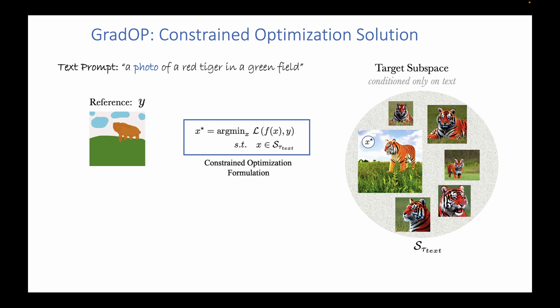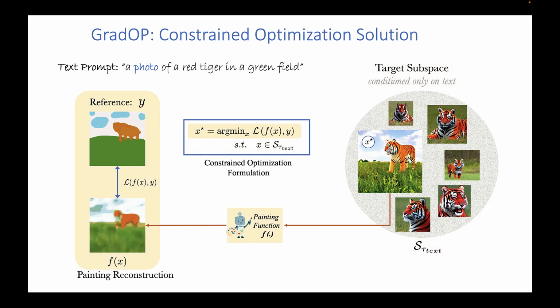First, we want to ensure that the output image lies in this target data subspace. This ensures that the output image is actually a realistic photo of a red tiger in a green field instead of being simple pictorial art. And second, we want to ensure that if we paint the output image using an autonomous painting function, then the resulting image should be as similar as possible with the original reference input that is provided by the user.